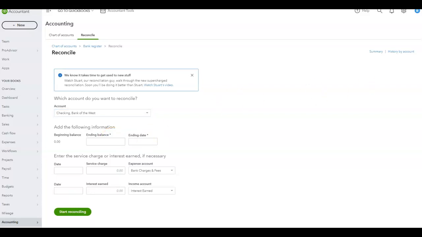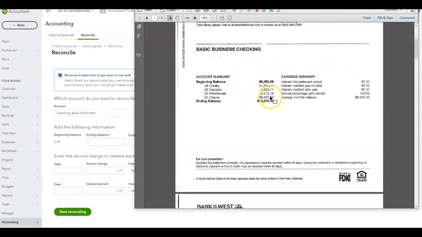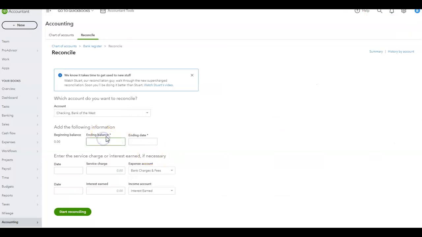What you want to do is enter the ending balance from the bank statement that's given to you. See, this says a beginning balance of $8,353.99. Yours will not say that in January. It will, however, next month give you the correct beginning balance. So the first thing we do is take the ending balance of $10,970.36. And the ending date on that bank statement is January 31st, 2018.